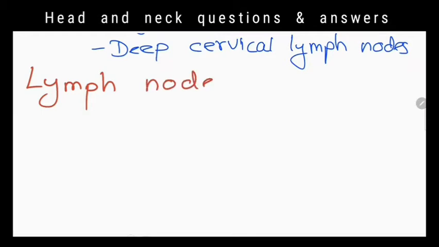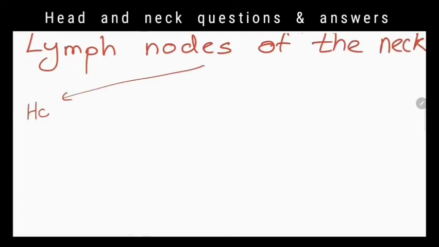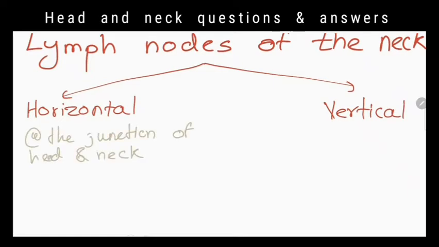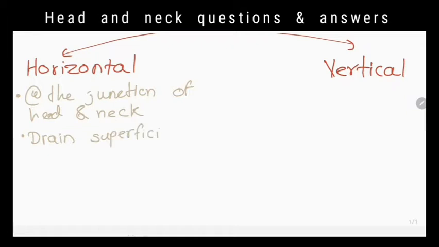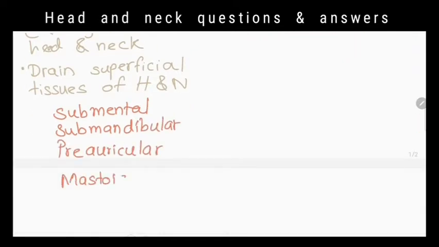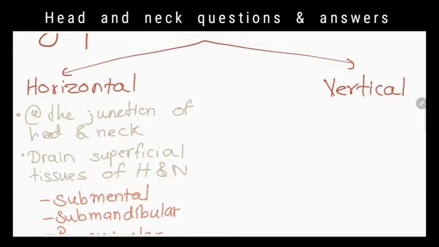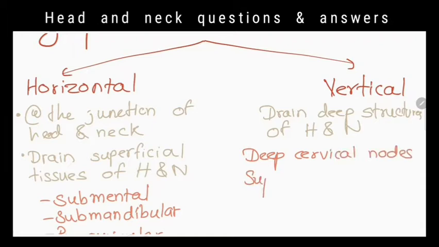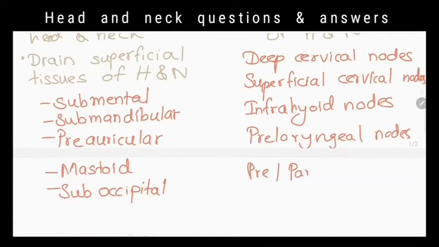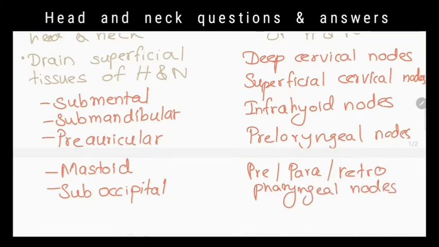How can you classify lymph nodes of the neck? Horizontal lymph nodes such as submental, submandibular, preauricular, mastoid, and suboccipital lymph nodes drain superficial tissues of head and neck. Vertical lymph nodes drain deep structures of head and neck. They are deep cervical nodes along the internal jugular vein, superficial cervical nodes along the external jugular vein, infrahyoid nodes, prelaryngeal nodes, prepharyngeal, parapharyngeal, and retropharyngeal nodes.